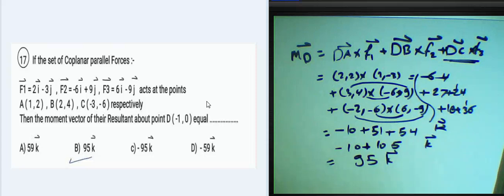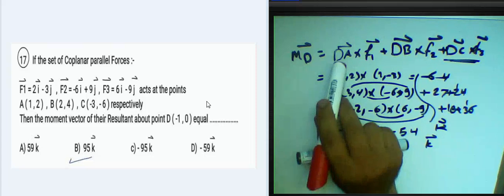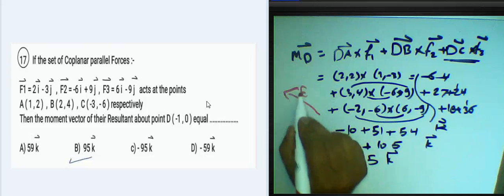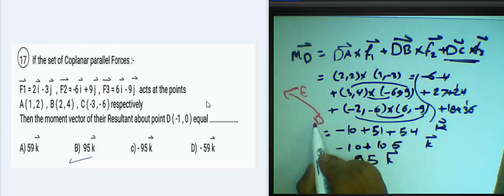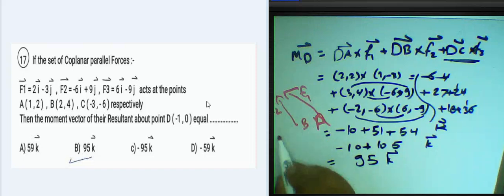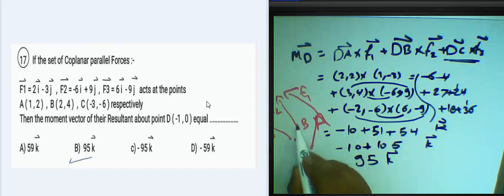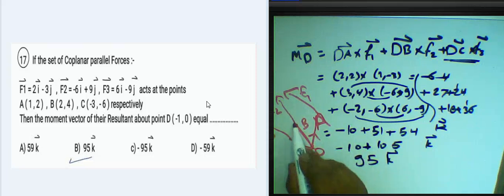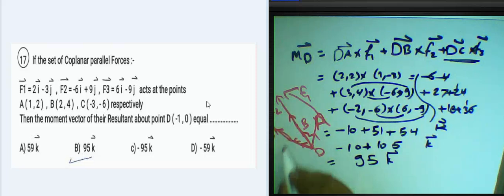Understood? Because we want to find the moment vector of the resultant about a point D. We can find the direction, the distance between point D and A, and the force F1, because force 1 acts at the point A, and F2 acts at the point B, and F3 acts at the point C. We want to find to the point D. Okay, the moment about point D will be DA cross force F1 and DB cross F2 and DC cross F3. Understood?